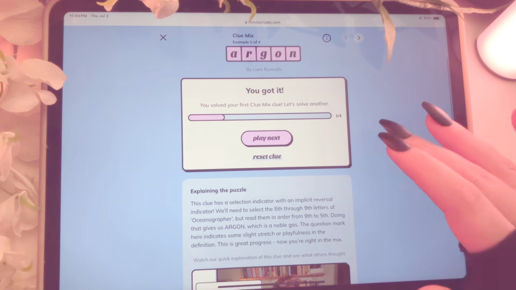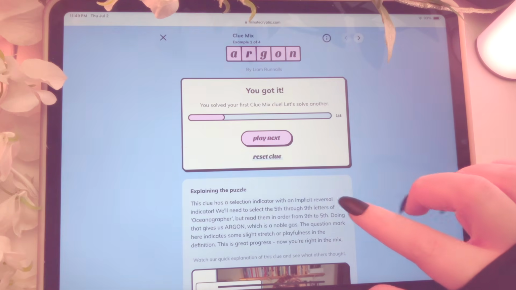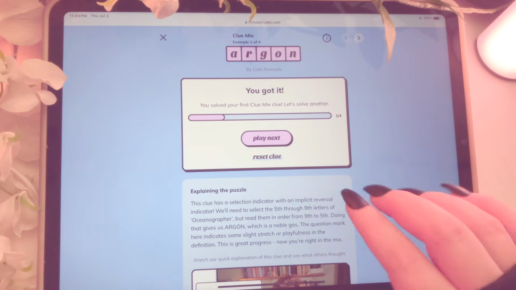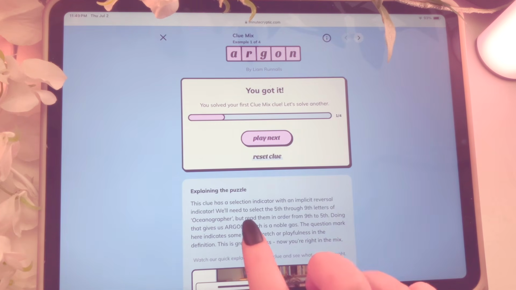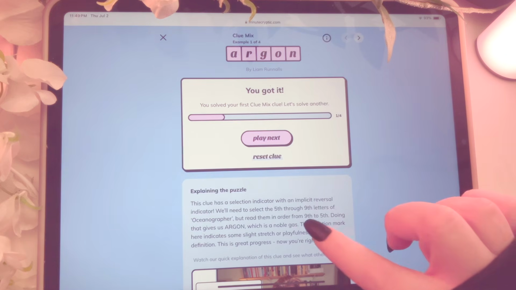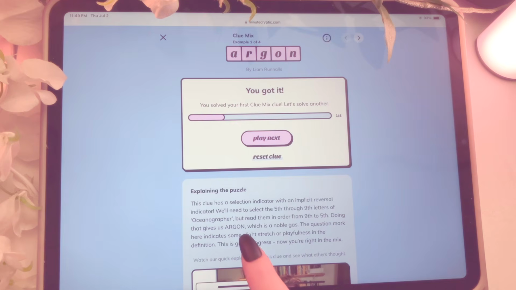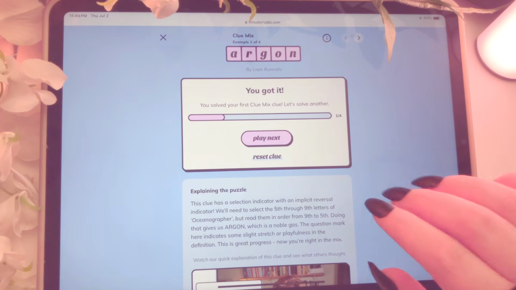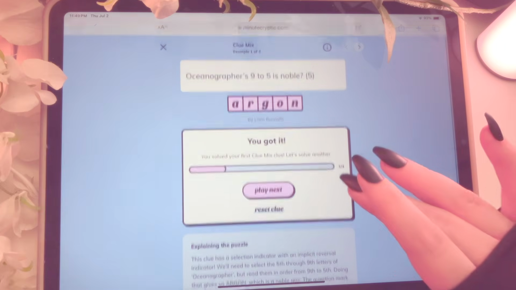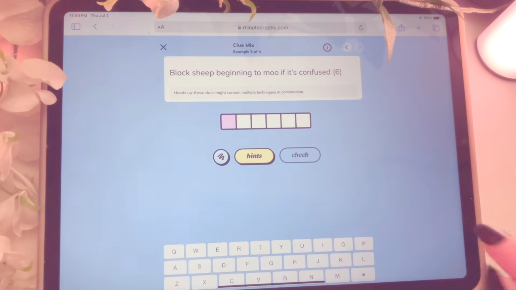Argon. This clue has a selection indicator with an implicit reversal indicator. We'll need to select the 5th through 9th letters of oceanographer, but read them in order from the 9th to the 5th. Doing that gives us argon, which is a noble gas. The question mark indicates some slight stretch or playfulness in the definition. I like this one. This one was fun.